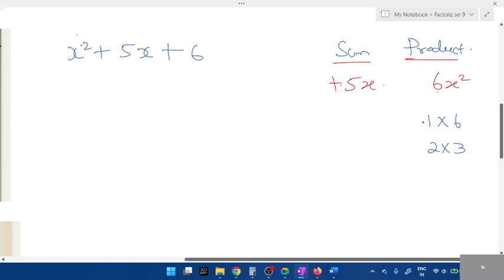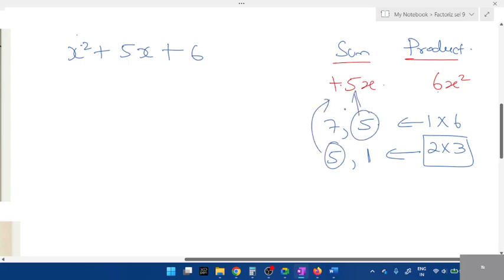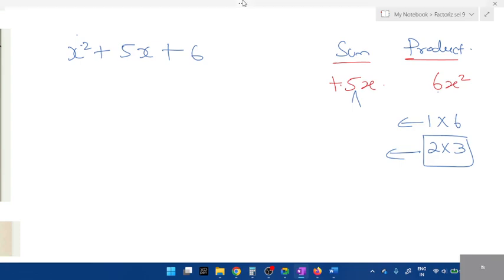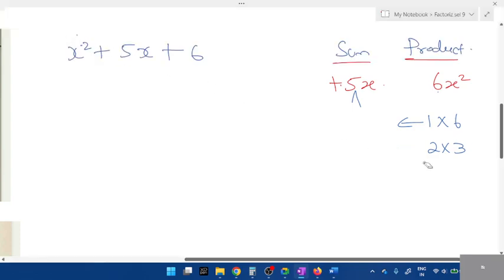If you add 1 and 6, what are we getting? If you add them, you get 7. If you subtract them, you get 5. What about these two? When you add, what do you get? 5. And when you subtract, you get 1. So for both combinations, you're getting 5, right? Yes, for both, you're getting 5. So what we do is take the first combination, 1 and 6, students.